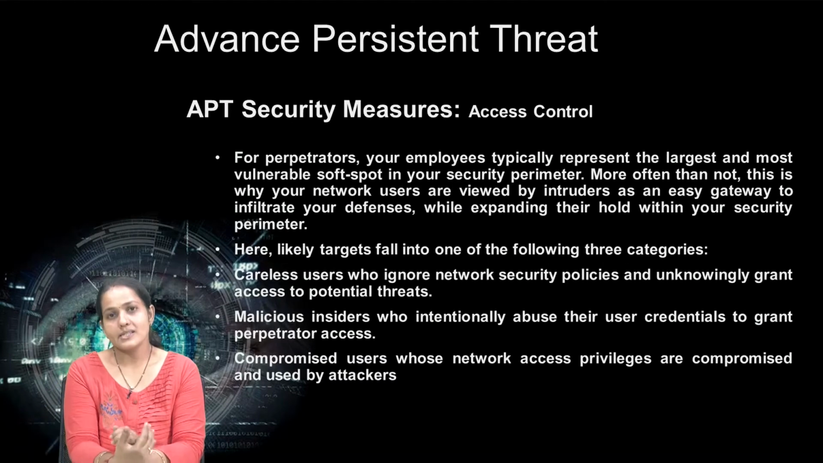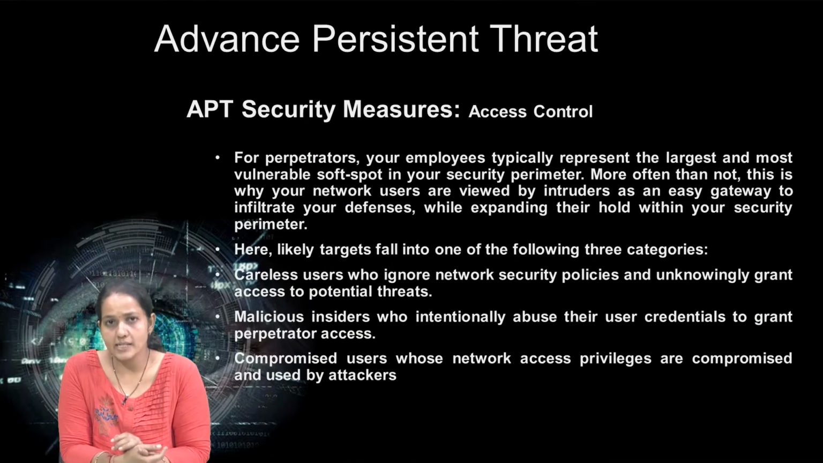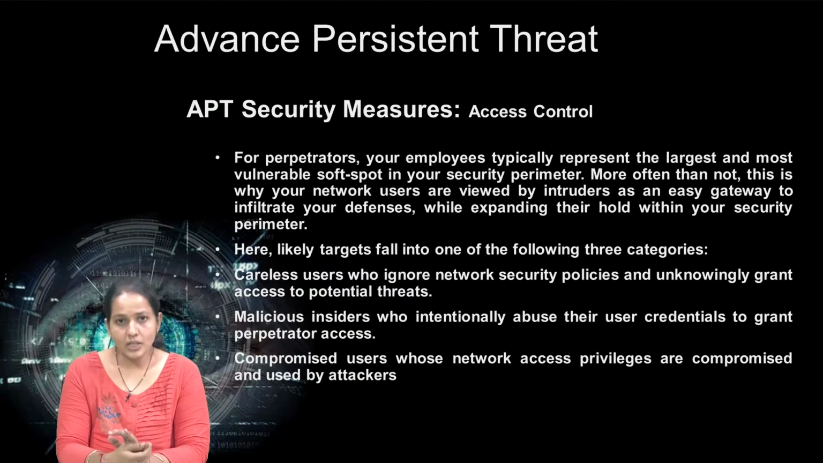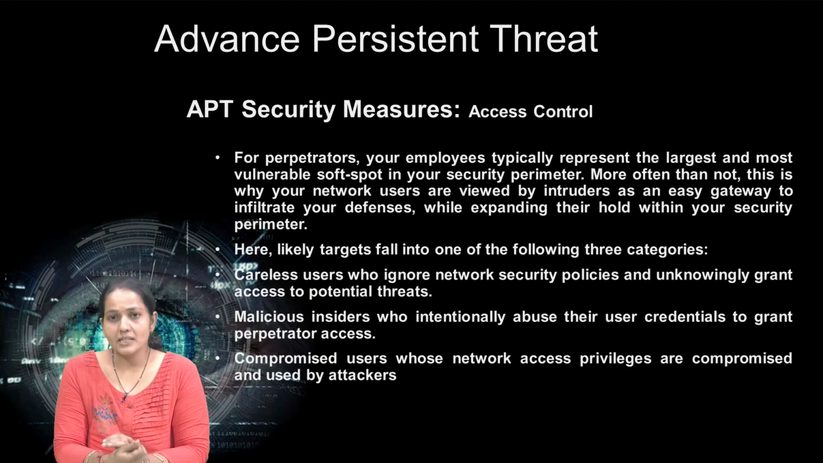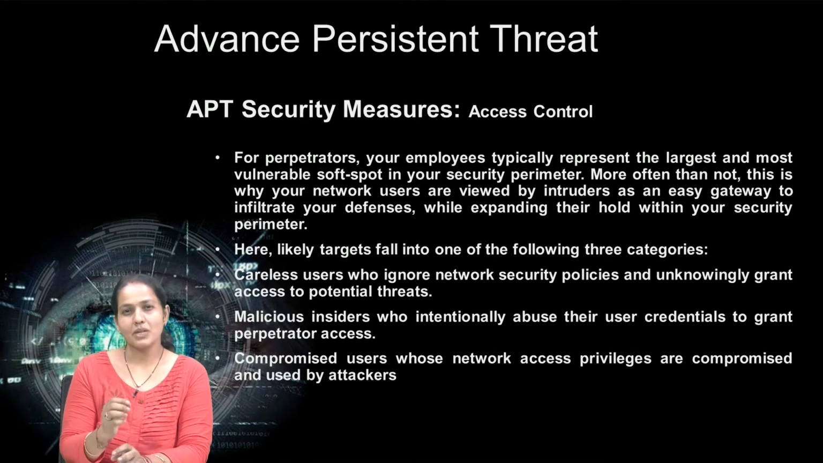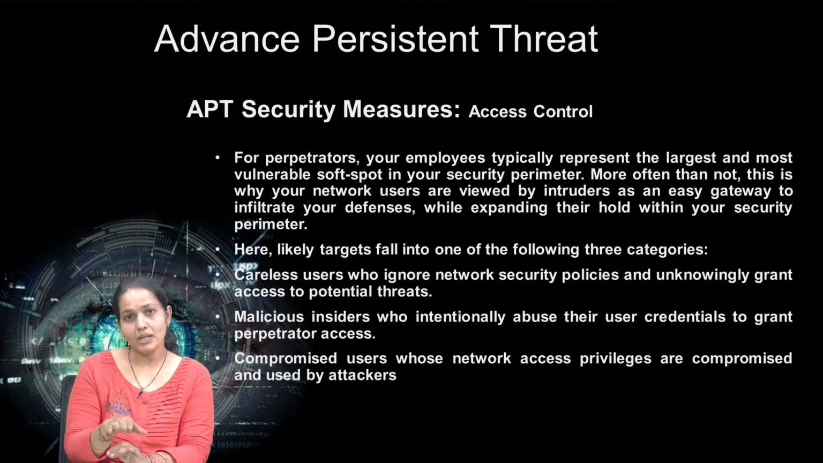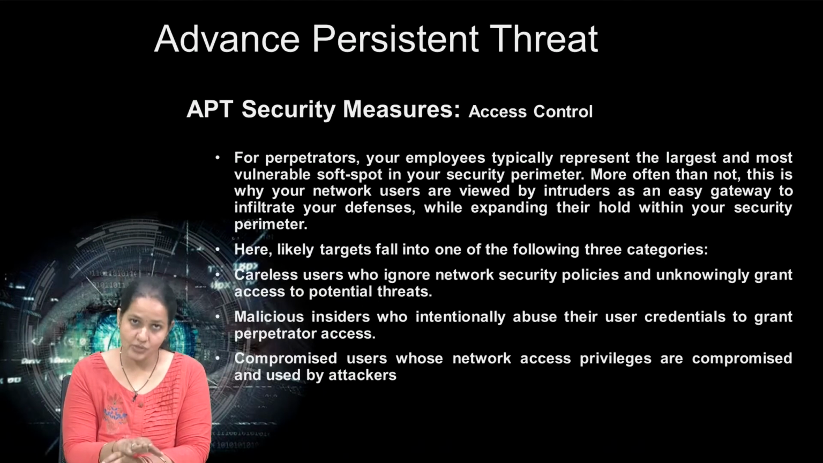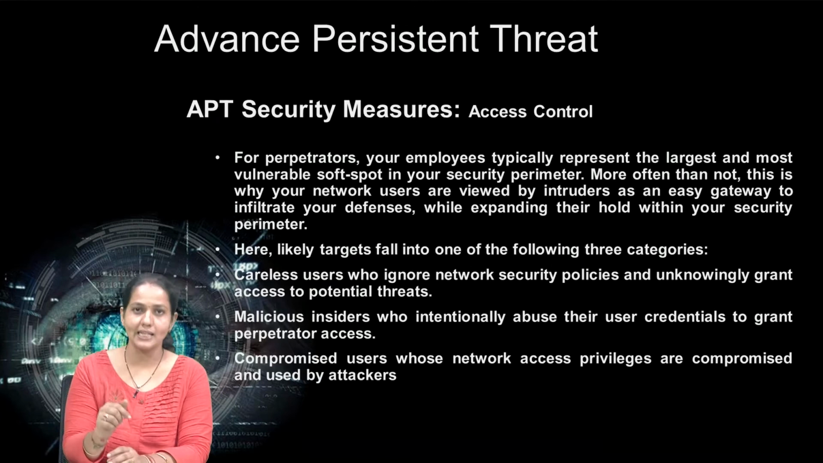Then the next third measure is what? Access control. For an intruder, the employees typically represent the largest and most vulnerable soft spot in your security perimeter. More often than not, this is why your network users are viewed by the intruder as an easy gateway. Infiltrators sometimes get entry through one of the authorized users available in your network.